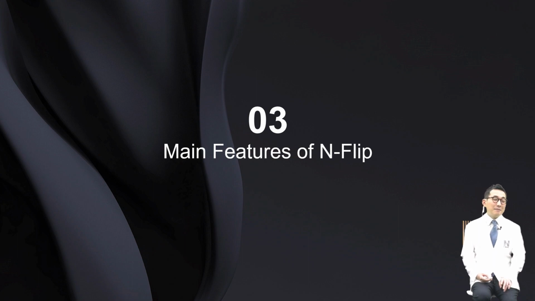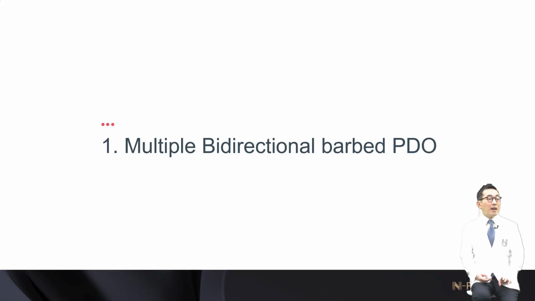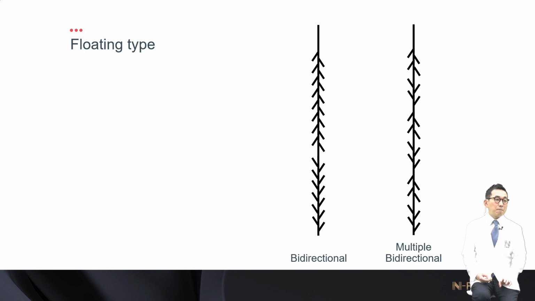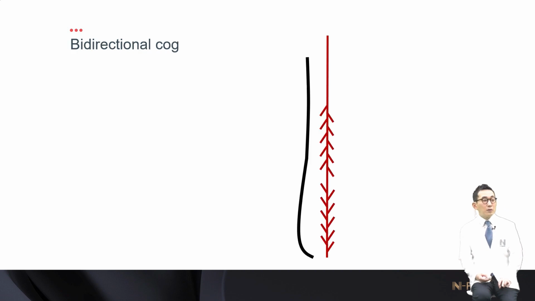more about M-Flip. First, M-Flip uses the multiple bidirectional cog method, which is the pride of end-finders. I will give a more basic explanation. Early models of this single-strand floating type thread were bidirectional. The principle is lifting the sagging part with upward cog and fixing the lifted state with downward cog. That's a good way, but the downside is starting to appear.